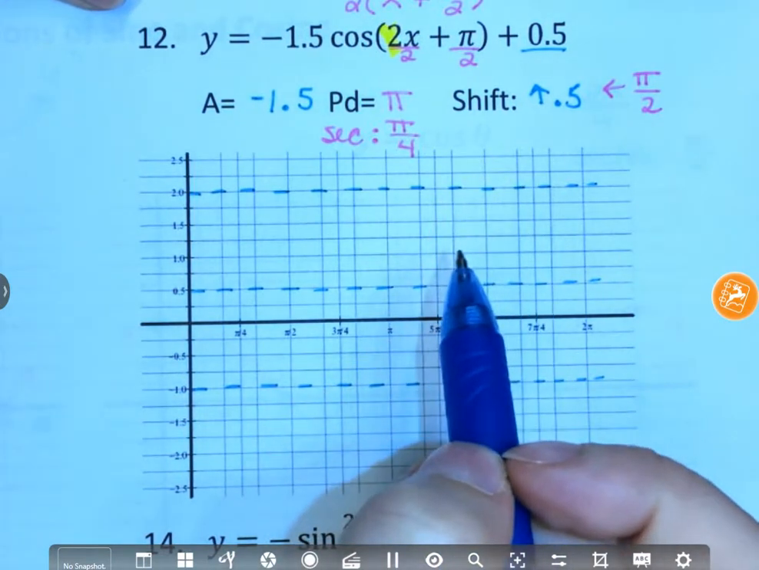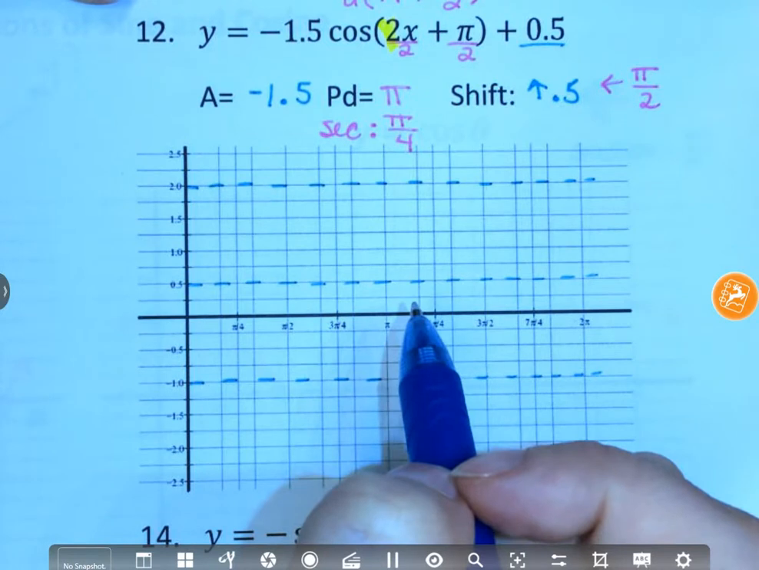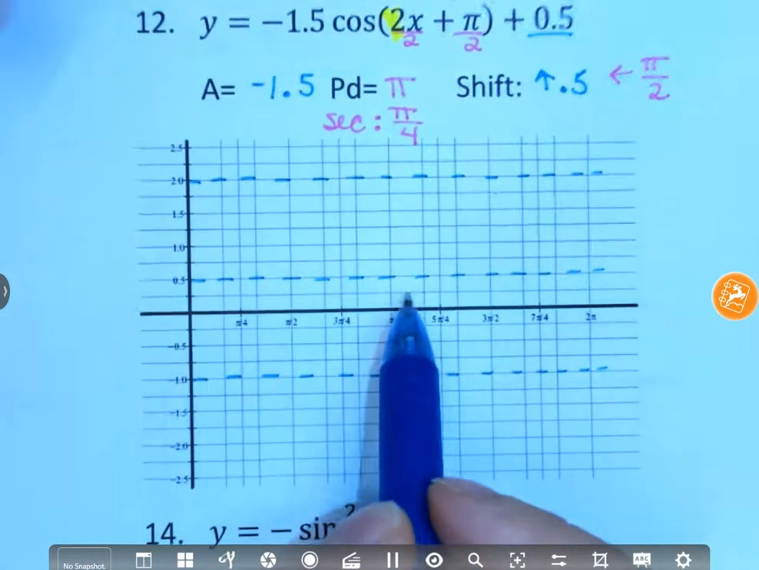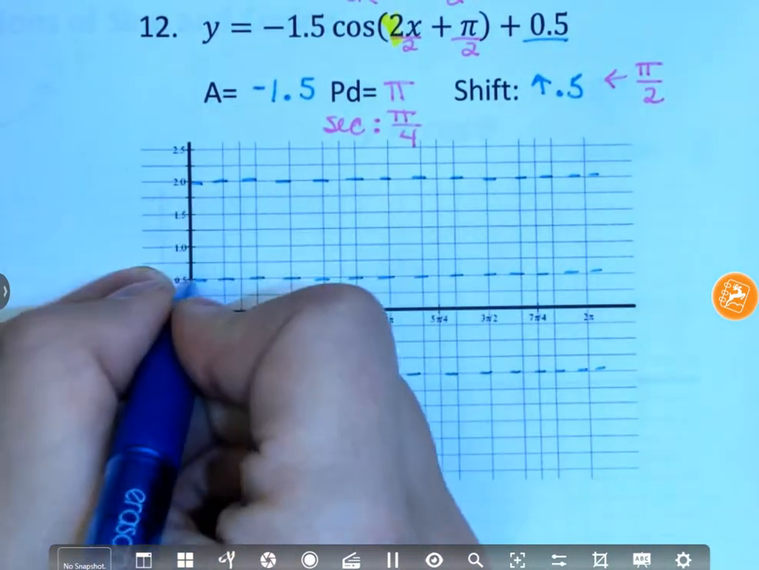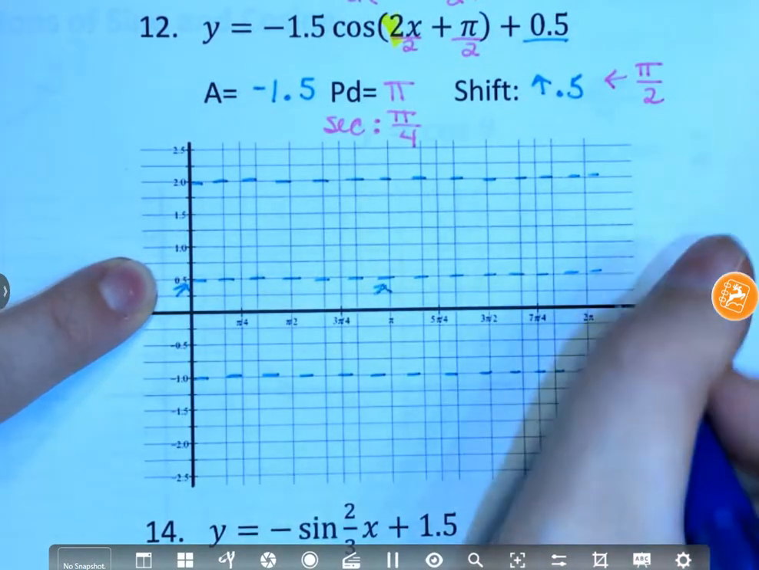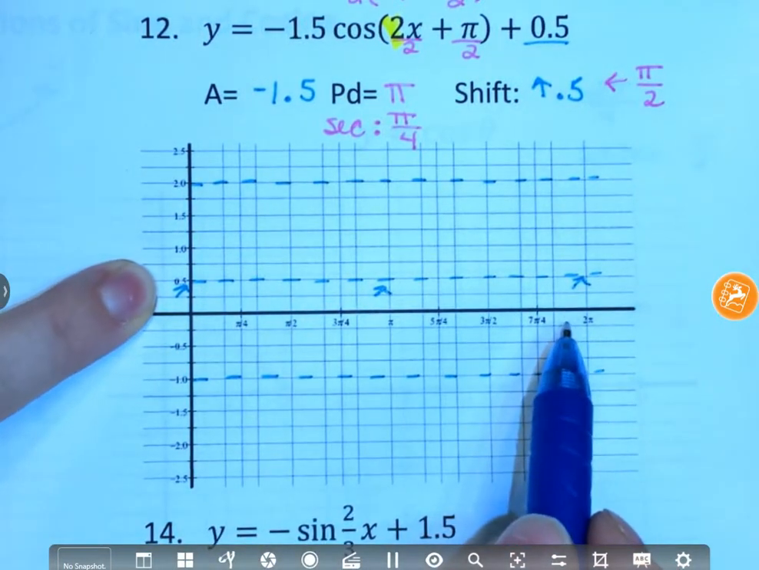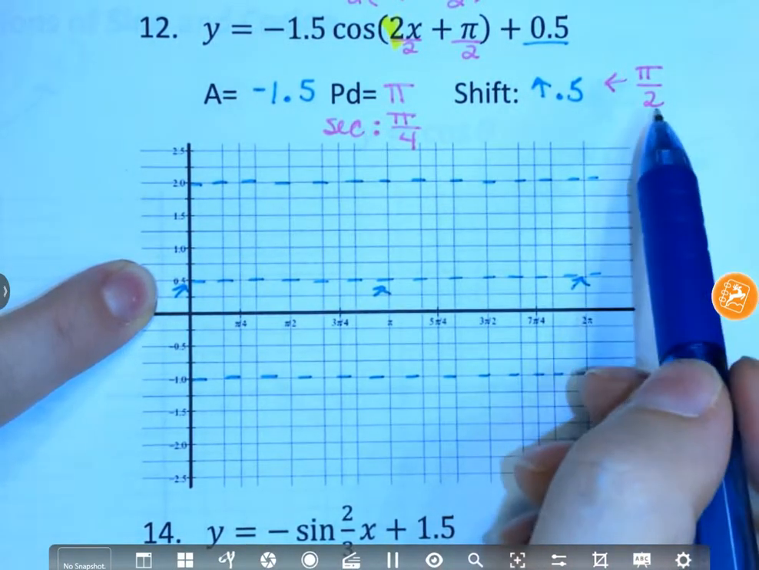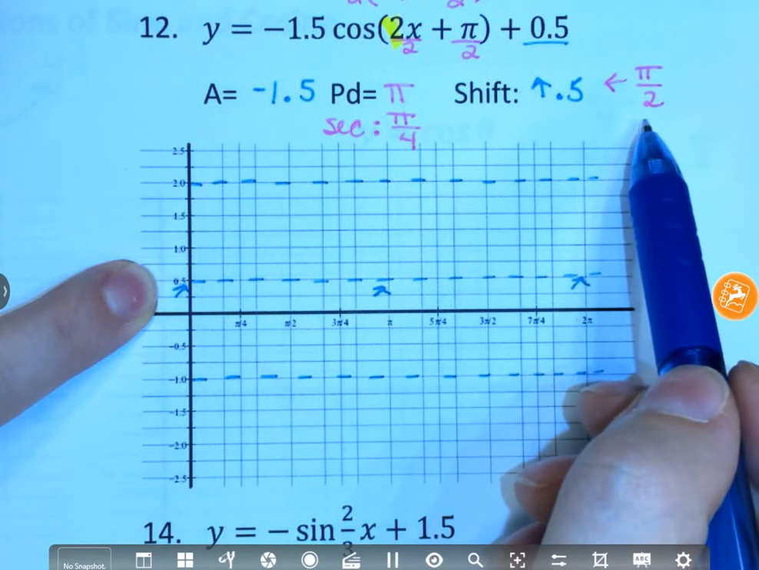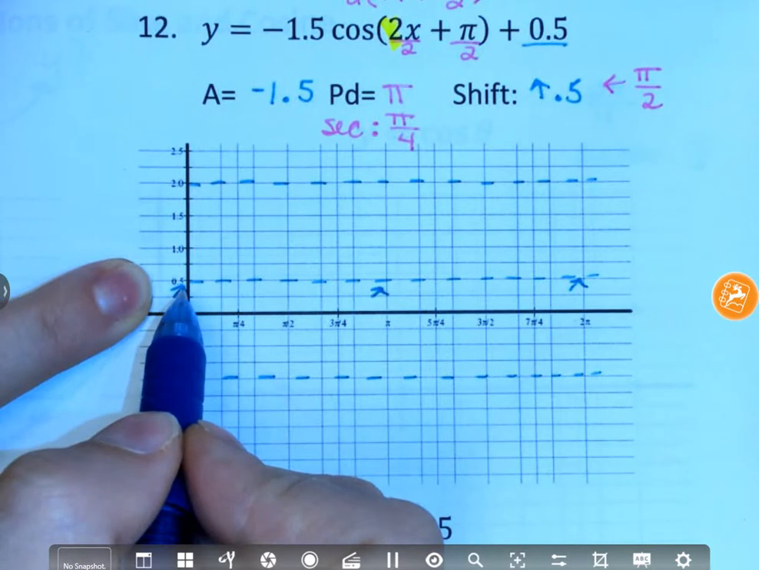Now my period was pi. Everybody okay with that? My period is pi, so I can either think about this spot here, or this spot here, or even this spot here. All of those are on period markers. And I'm going to move it which direction? Back pi over 2. Can I move this one back pi over 2?